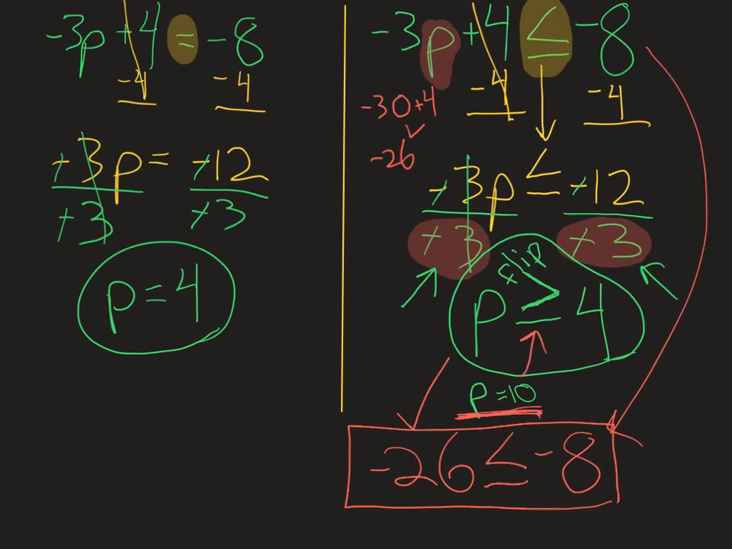And that only happened because we flipped the inequality. It maintained the balance and the truth of our equation. All right?